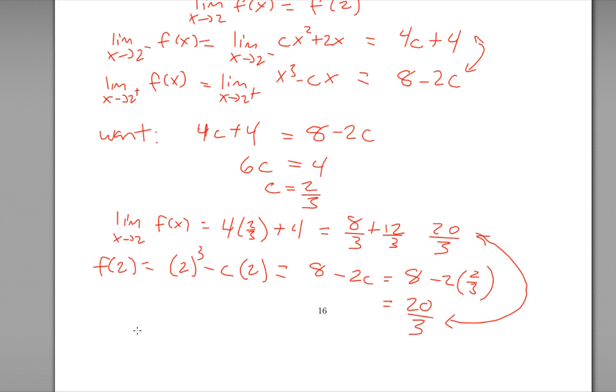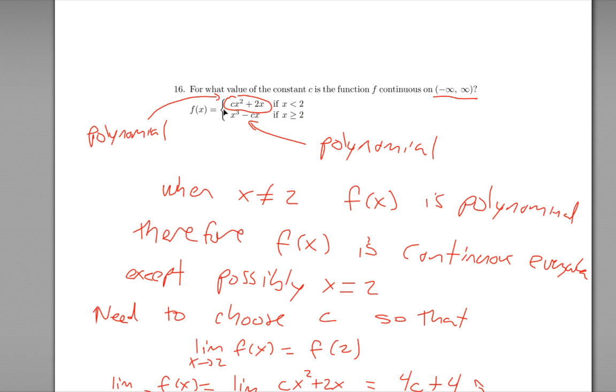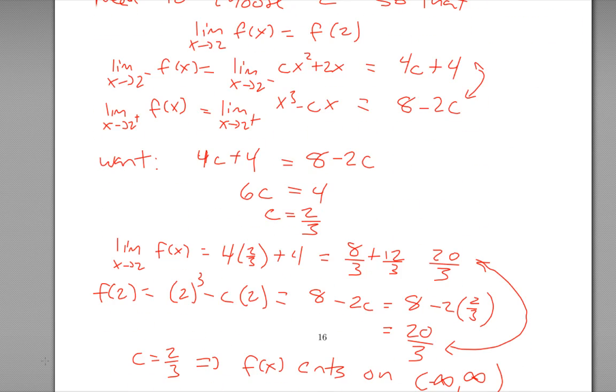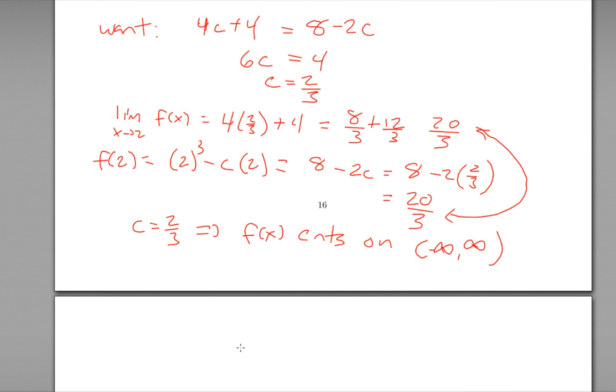So c equals 2/3 means f of x is continuous everywhere on -infinity to infinity. And again, the reason is because we know it's continuous everywhere else. It's continuous when x is smaller than 2. We know that it's continuous when x is bigger than 2 because these two functions are polynomials. The only place we suspect that something might go wrong is at x equals 2. So now we choose c to make sure that the limit from the left at 2 is equal to the limit from the right at 2, which is equal to the function at 2. And we've done that. So this is the special c that makes it work.